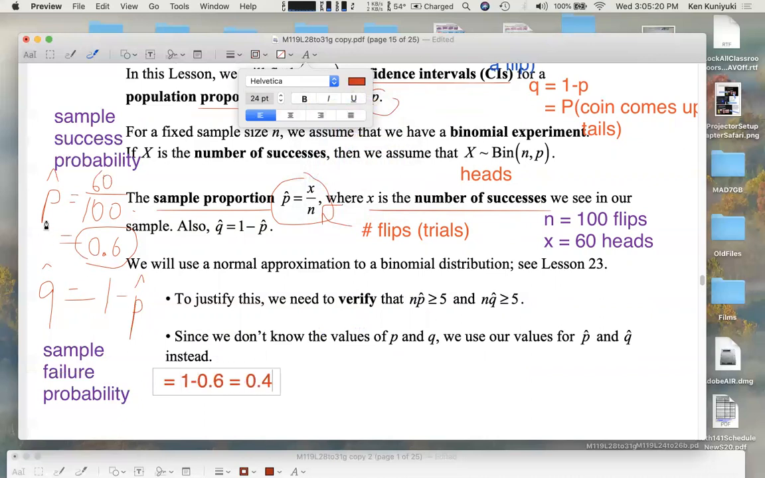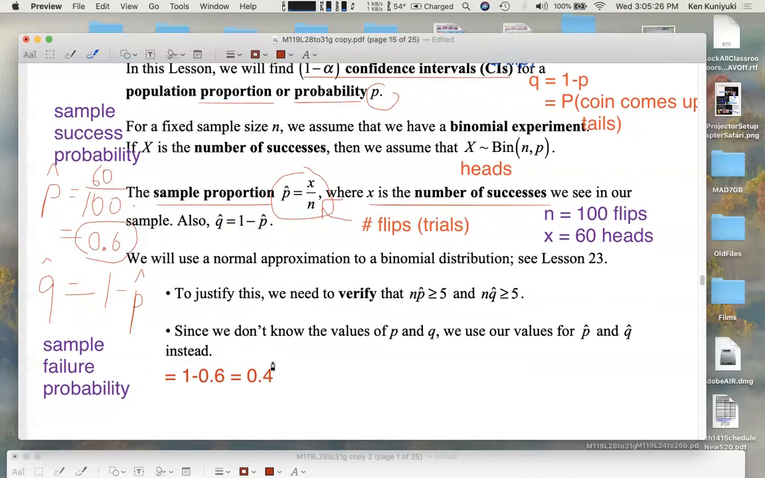So if the sample success probability, p hat, is 0.6, then the sample failure probability, q hat, is going to be 0.4. So based on our sample, it's a 60-40 coin. We got 60% heads, 40% tails in our 100 flips. So overall, based on our sample data, these are our best point estimates for p and q. P hat is 0.6, q hat is 0.4. And again, these are our best estimates for p and q, which are the true success probability and failure probability in a way from the overall population, if you imagine the coin being flipped infinitely many times.